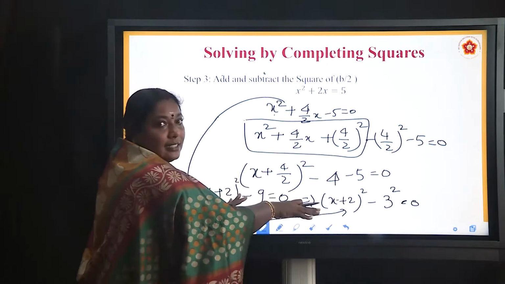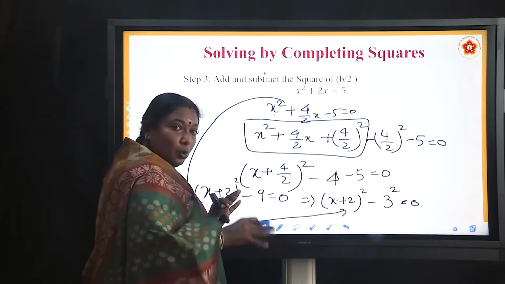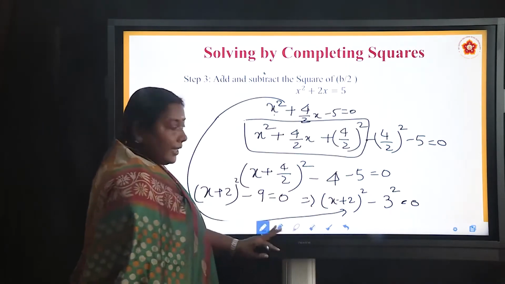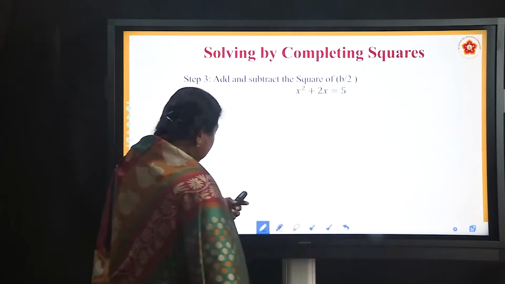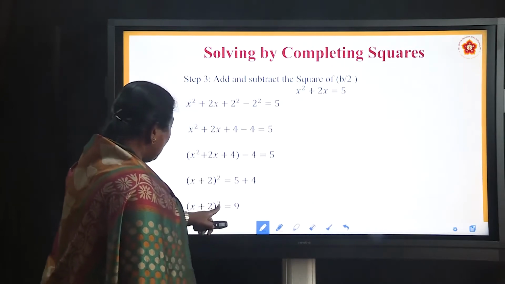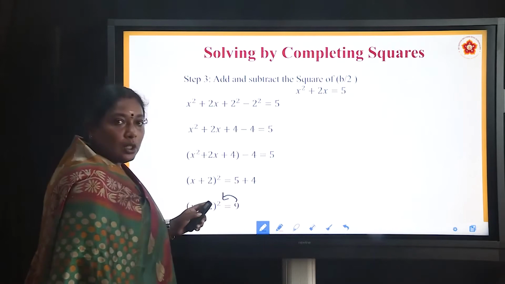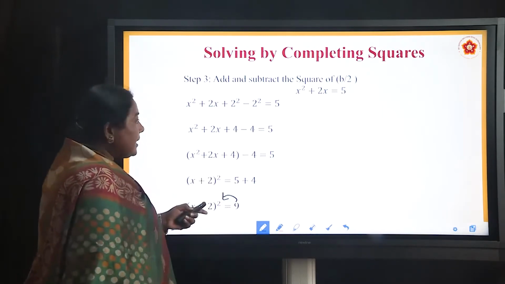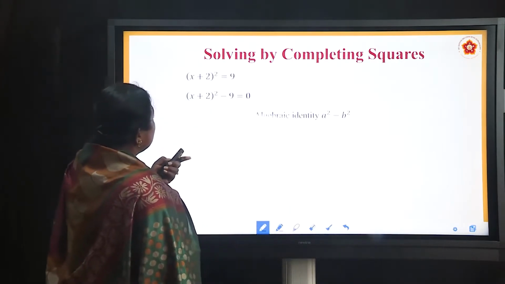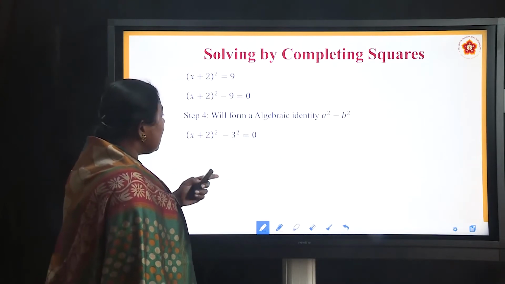Just do as it is. Don't do any changes, because it is stepwise sum. You have to do that step in that way only, right? Okay, right? So let us move on with the next step. So it is x plus 2 the whole square is equal to 9. So if the 9 comes this side, what we get? X plus 2 the whole square minus 9, that is 3 square, right? So the next form is a square minus b square form, x plus 2 the whole square minus 3 square.